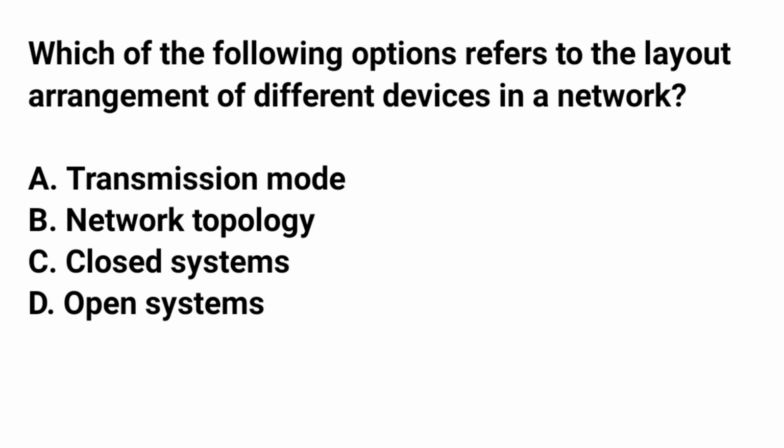Which of the following options refers to the layout arrangement of different devices in a network? A. Transmission mode. B. Network topology. C. Closed systems. D. Open systems. Correct answer is B. Network topology.